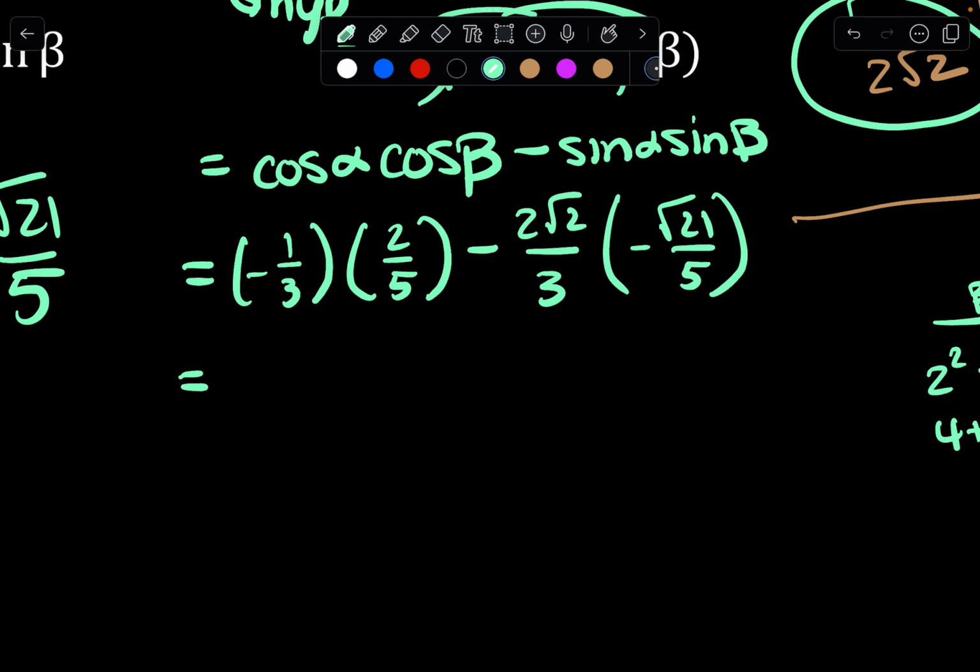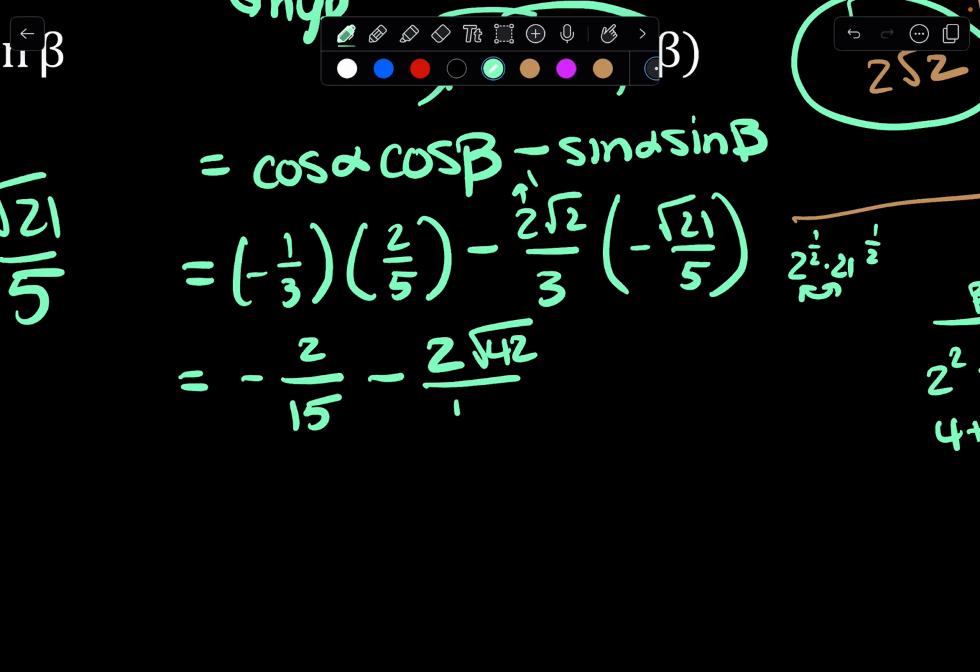-1 times 2 is -2. 3 times 5 is 15. And then in the numerator, we technically have 2 times square root of 2 times negative square root of 21. Now, we can multiply the two radicals because it's technically 2 to the power of 1/2 times 21 to the power of 1/2. So we can multiply those two bases together. The 2 on the outside, that's just to the power of 1, so that's going to have to stay. These are not like terms. It'll have to stay with itself. So we'll end up with the square root of 42 divided by 15.